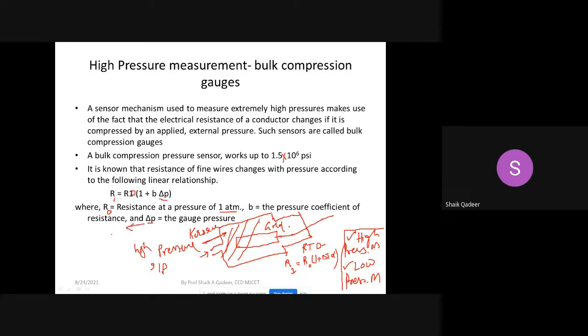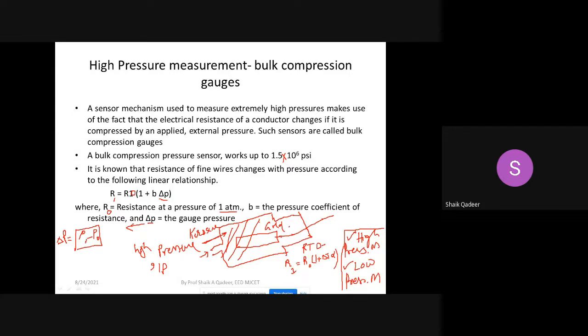This is nothing but P1 minus P naught. Delta P is nothing but P1 minus P naught. So initially, suppose the pressure of this particular chamber is P naught. Because of that, the resistance observed of this particular conductor is R naught. Now when pressure is applied, the resistance changes from R naught to R1 because of pressure changing from P0 to P1. Hope it is clear to everybody.